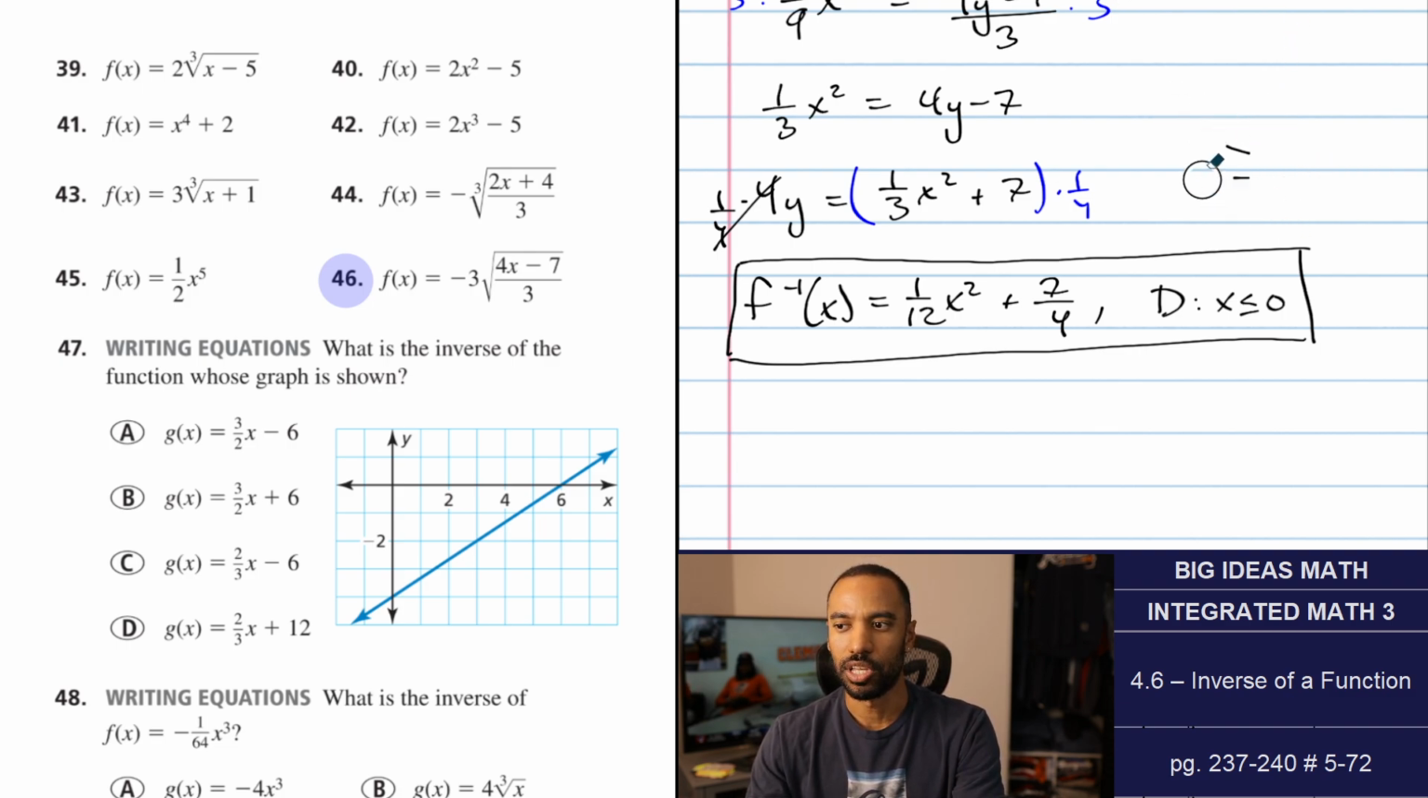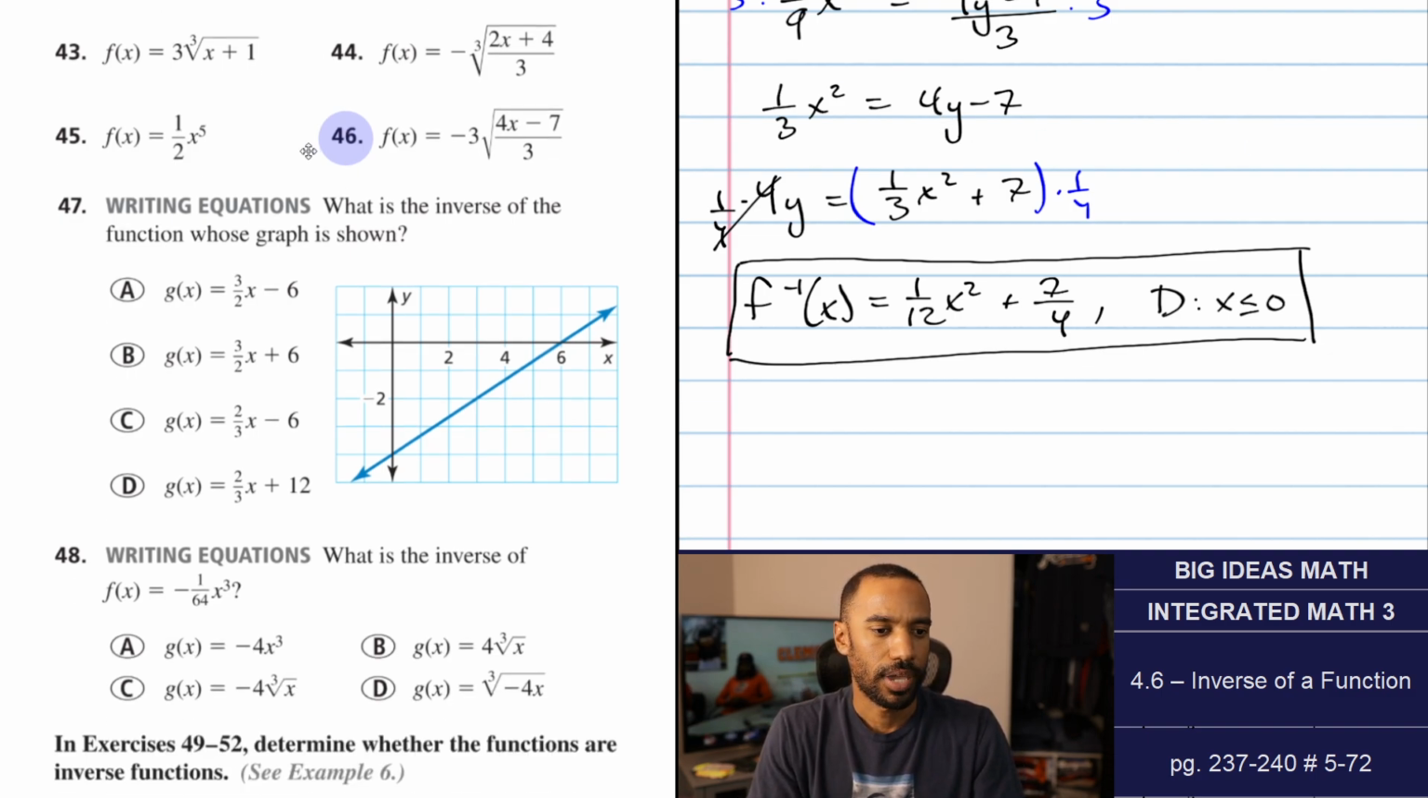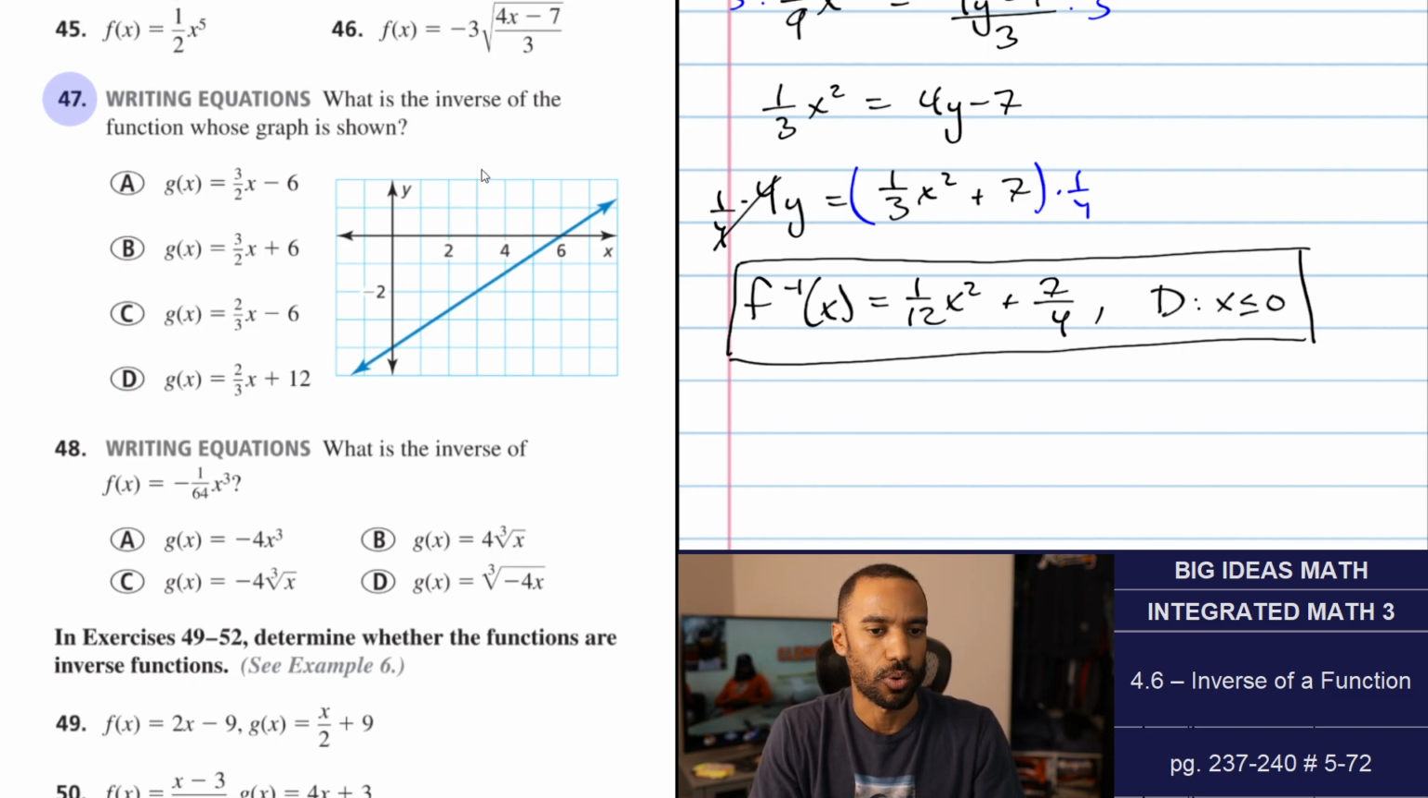So there's the part. It's still a function, just that's the part that we had to restrict on that one. Okay, number 47. Writing equations. What is the inverse of the function whose graph is shown?